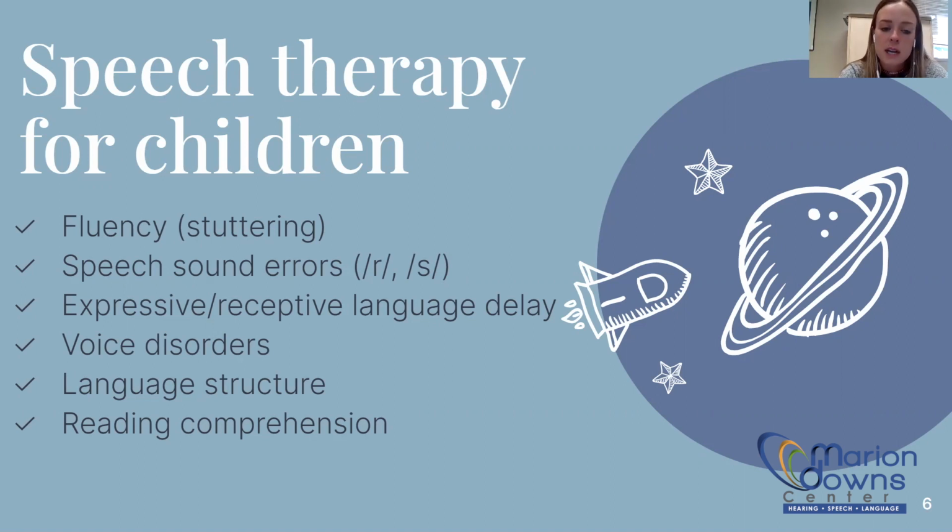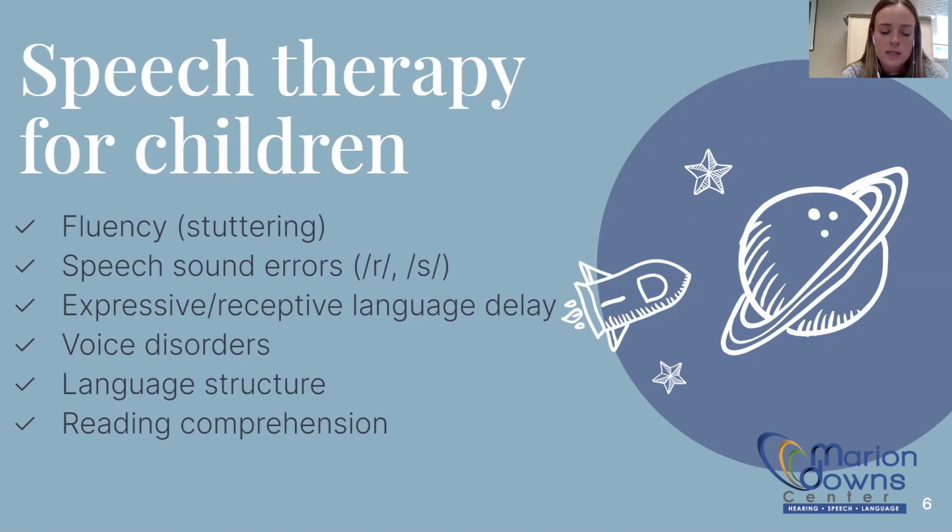Next, we have speech sound errors. Some good examples are R's, which are often produced as W's. So weed instead of read. S's, which sometimes can be heard as lateralized S's, where it's more of a slurpy sound. So we work on positional changes of our articulators to get that sound out a little bit more clearly.